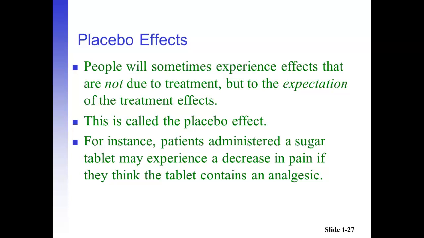When we're working with people rather than with inanimate objects, there are psychological effects that can influence the outcome of our experiment. For instance, people will sometimes experience an effect that is not due to the treatment, but rather to their own expectation of the effects of the treatment. This is called the placebo effect. For instance, if patients in pain are administered a sugar tablet, they may experience a decrease in that pain if they think the tablet contains an analgesic.